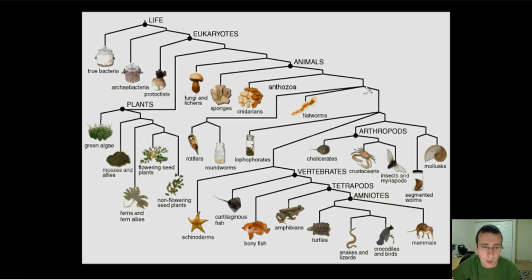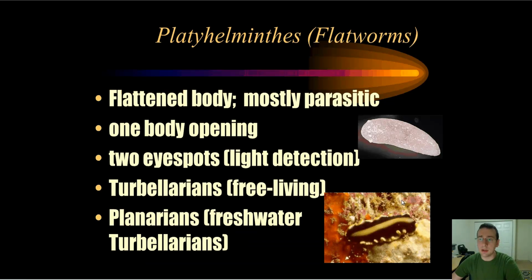All the animals that come this way will actually have internal cavities. They'll be coelomates, like we talked about in the previous video. All the animals that go this way will have pseudocoelomates. They're going to have some sort of cavity, but not real cavities. And then you have the animals that do not have cavities at all, which are called acoelomates. Now that includes the flatworms.